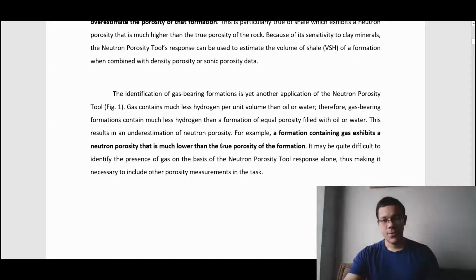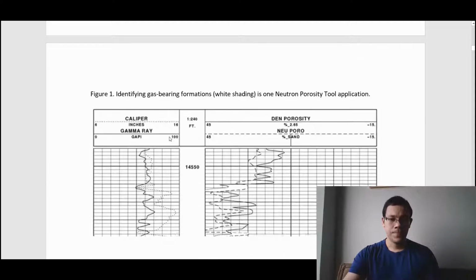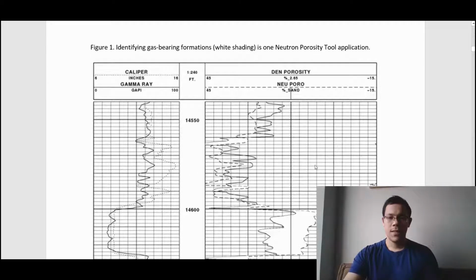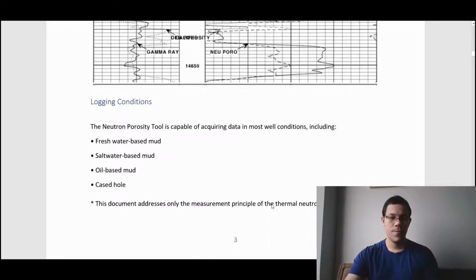Why? As I told you before, the neutron tool responds to the hydrogen content in the formation. And a formation containing gas exhibits a neutron porosity that is much lower than the true porosity of the formation. Here we have an example of a log. Our neutron porosity is this line, and you can see it here on shale. It's higher. Now when we have gas, it reads low.